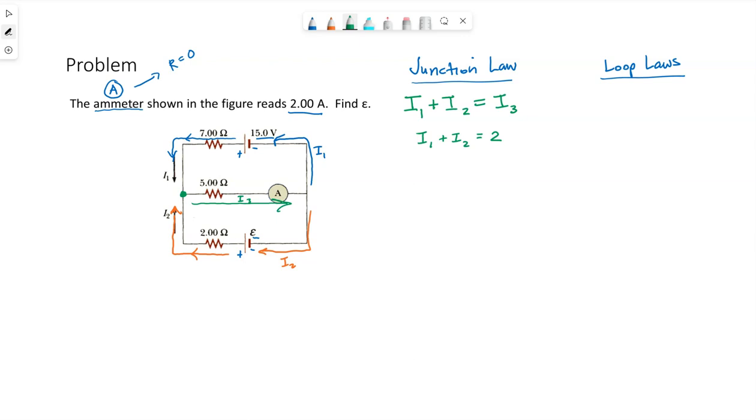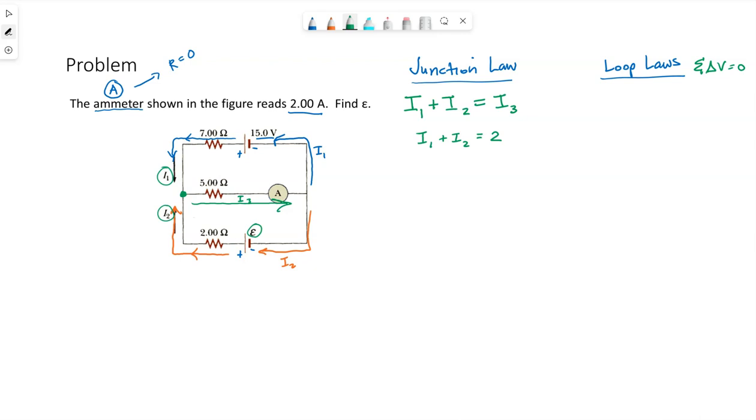Now we need loop laws, equations describing the summation of delta V's as we go around a circuit. Okay, I don't know I1, I don't know I2, and I don't know that bottom battery voltage. So these are all unknown. If I have 3 unknowns, I need 3 equations.